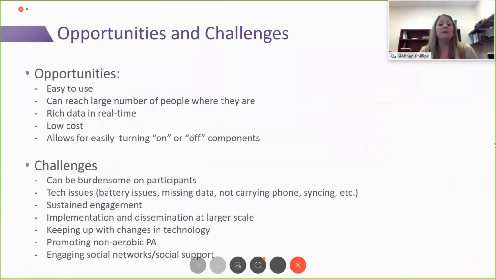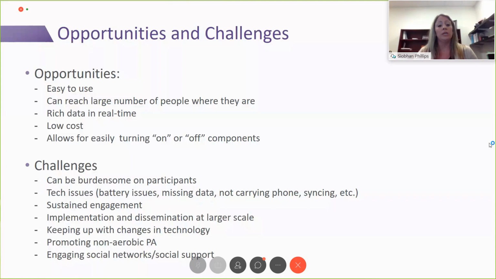So again, these are just some examples of how you can use technology to promote and understand physical activity. And, again, there's lots of opportunities and challenges here with using it for interventions. It's easy to use, you can reach a large number of people where they are, you get rich data in real time, you can monitor them in real time, it's lower cost than having them come in, and it can easily allow for turning on or off components.